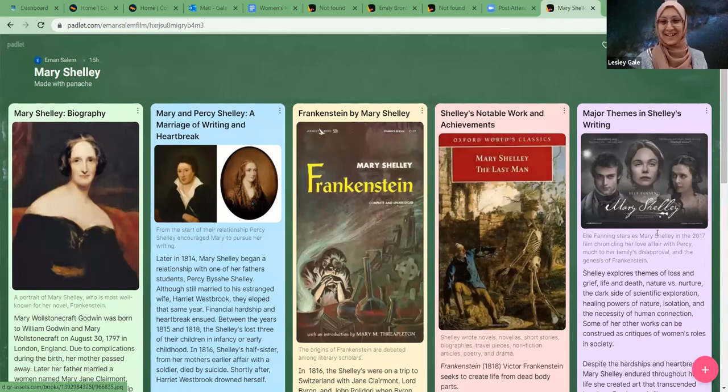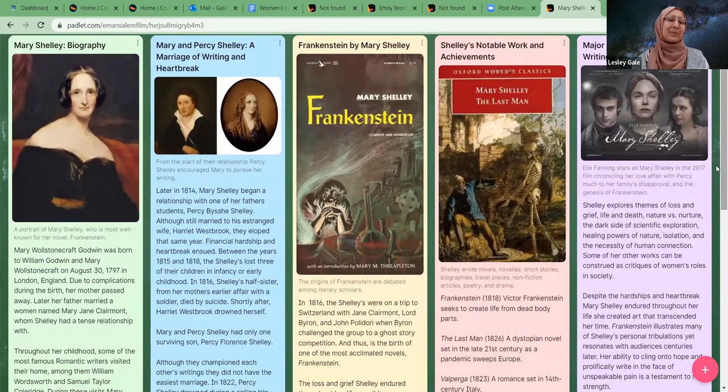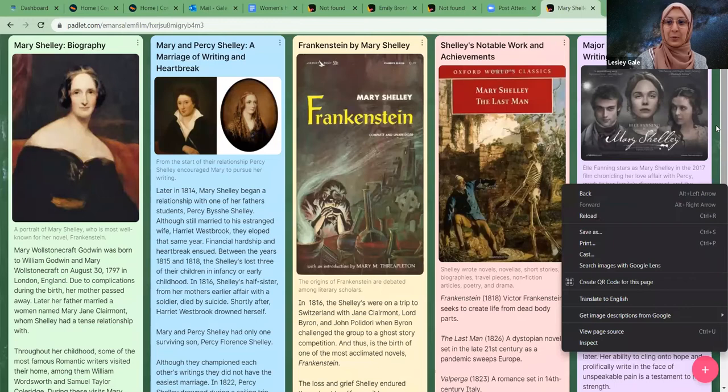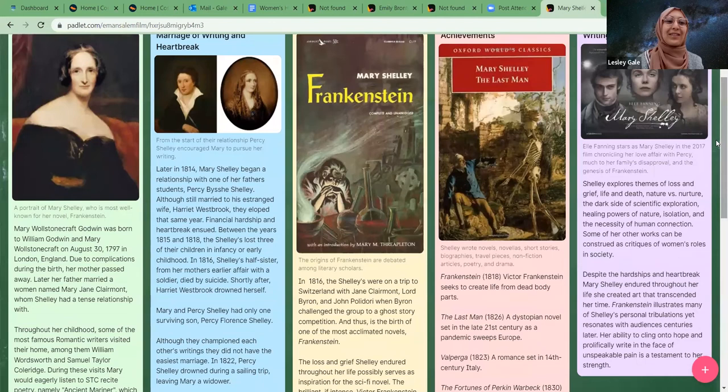Yay. Okay. I decided to focus my project on Mary Shelley because I found her novel Frankenstein to be very insightful, but also very creepy. And I think it really reflects a lot of her personal tribulations, but it still, centuries later, resonates with audiences today. Mary Wollstonecraft Godwin was born to Mary Wollstonecraft and William Godwin on August 30th, 1797.